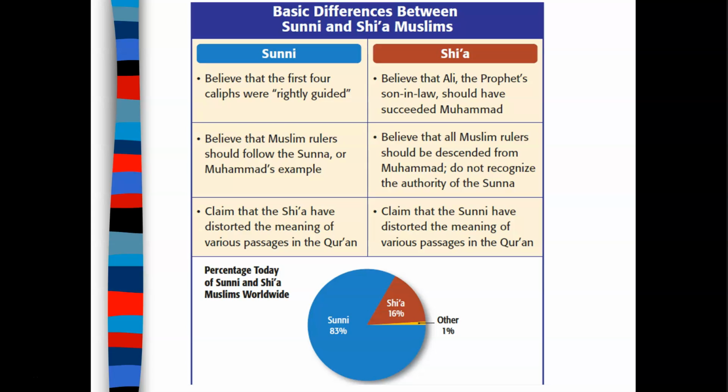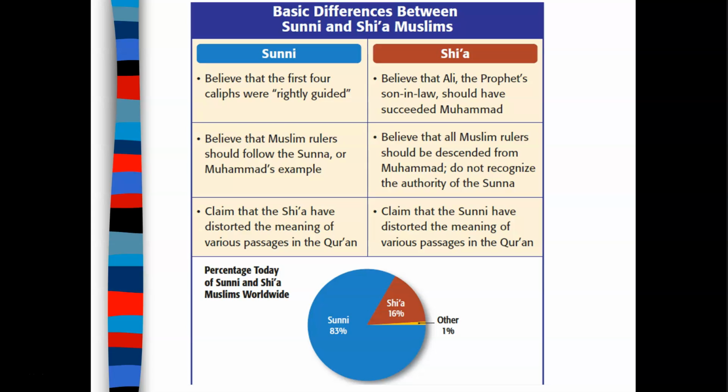Now, the Shia believe that Ali, the Prophet's son-in-law, should have succeeded Muhammad. The Shia believe that all Muslim rulers should be descended from Muhammad, and do not recognize the authority of the Sunnah. And the Shia also believe that the Sunni have distorted the meaning of various passages in the Quran.